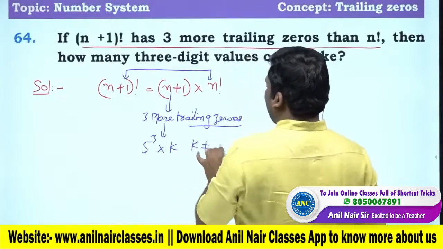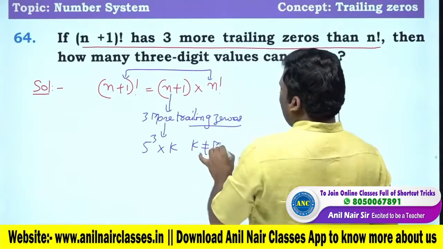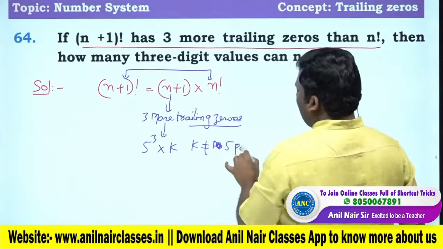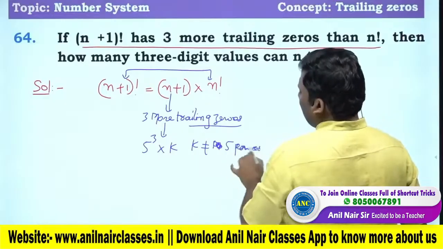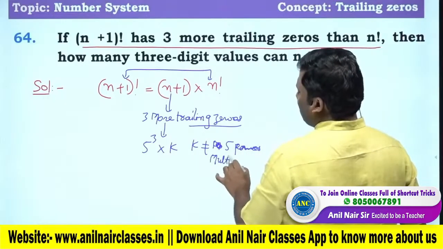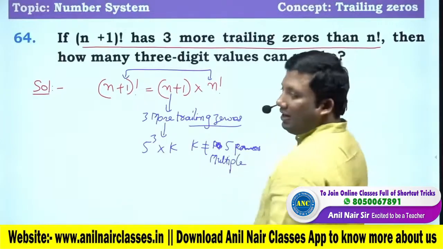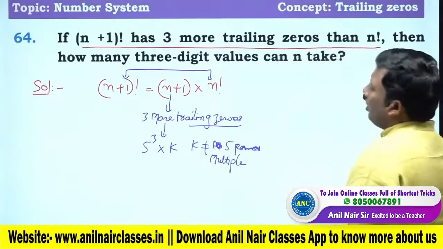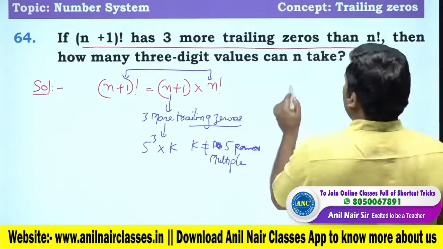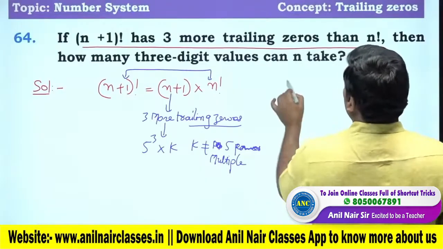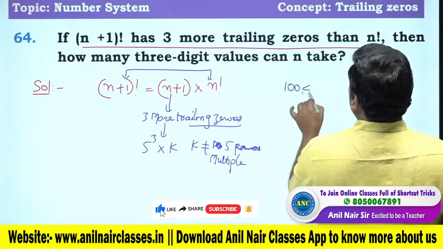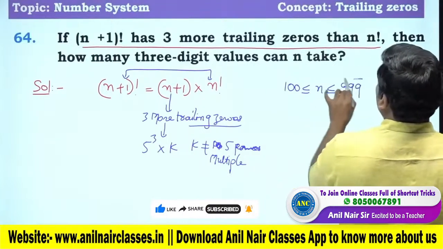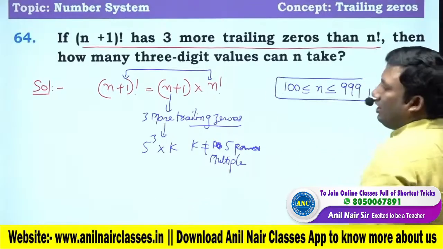K is not equivalent to 5 multiples. Because if k is equivalent to 5, I will get 4 more trailing zeros. How many 3-digit numbers can n take? How many 3-digit numbers, 100 less than or equal to n less than or equal to 999?